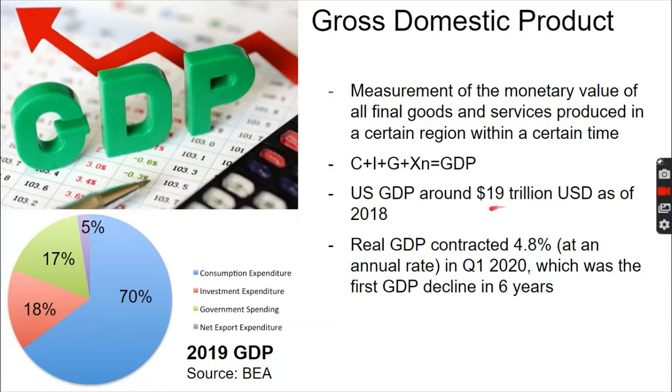And in 2018, the US GDP was around 19 trillion. In the first quarter of 2020, real GDP contracted 4.8% at an annual rate, so not 4.8% entirely in the first quarter of 2020. But that's still significant because that was the first GDP decline in 6 years, and we'll get into that more when we talk about the business cycle.